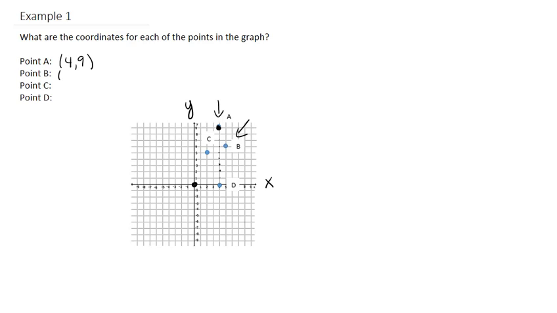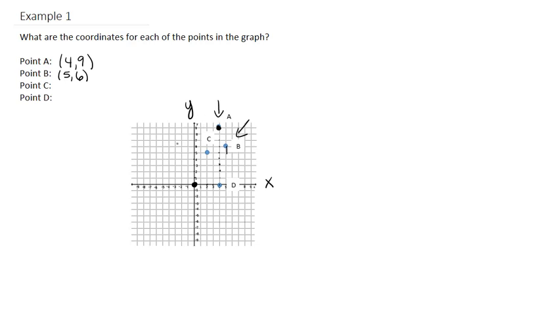So let's first do our x. So we notice we have to start at the origin. We go over 1, 2, 3, 4, 5. So this is 5 for the x-axis. Now we need to find the y and see where it crosses there. So we start at the origin. You can also just start at the origin and go like this. Go 1, 2, 3, 4, 5, 6. So this is shown as 5, 6 as our coordinates for point B.